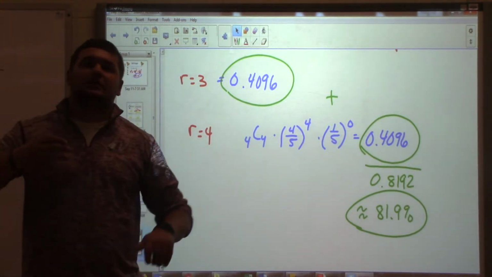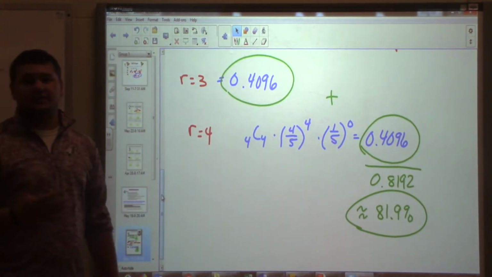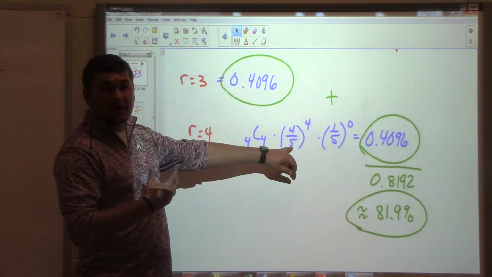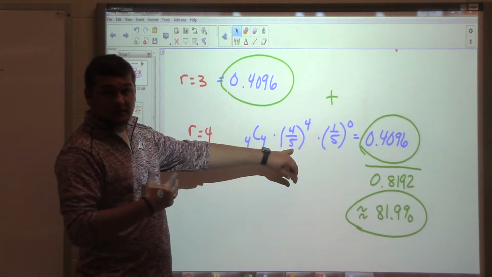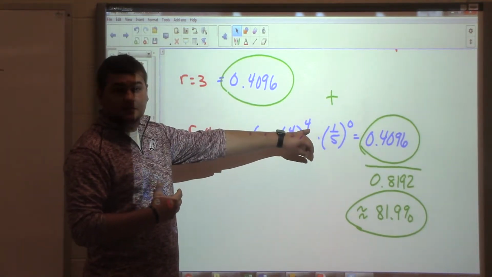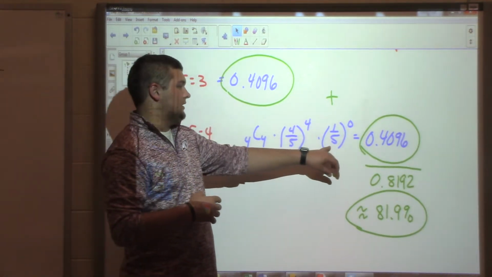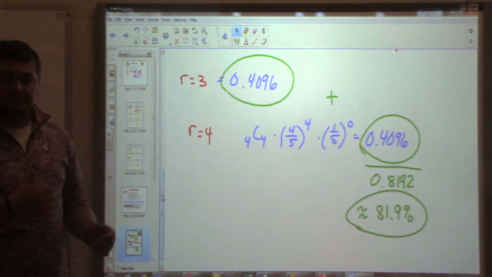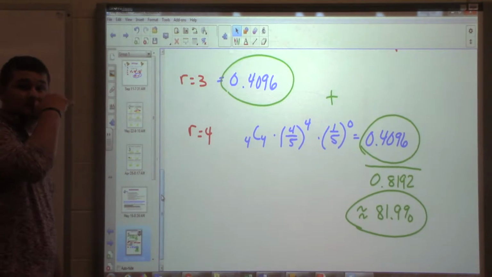Another way you can think of it, the way I like to think of it, makes it easier to remember the equation a little bit more, is how many times do I want her to succeed, or how many times do I want her to get above a 90? 4. So that's how many times the probability of success is going to be used. Then we want her to fail 0 times. Okay? Either way works. Any questions on those?